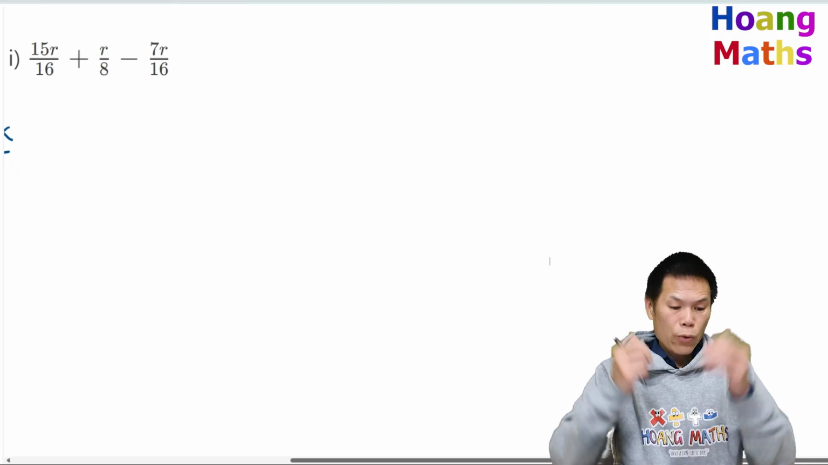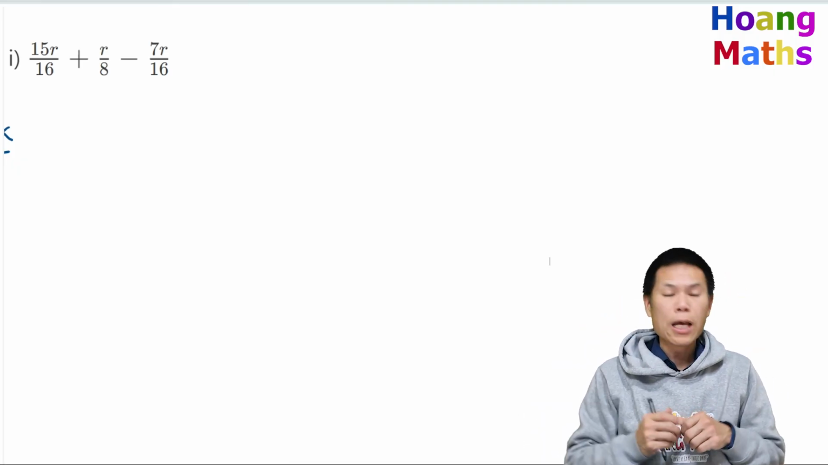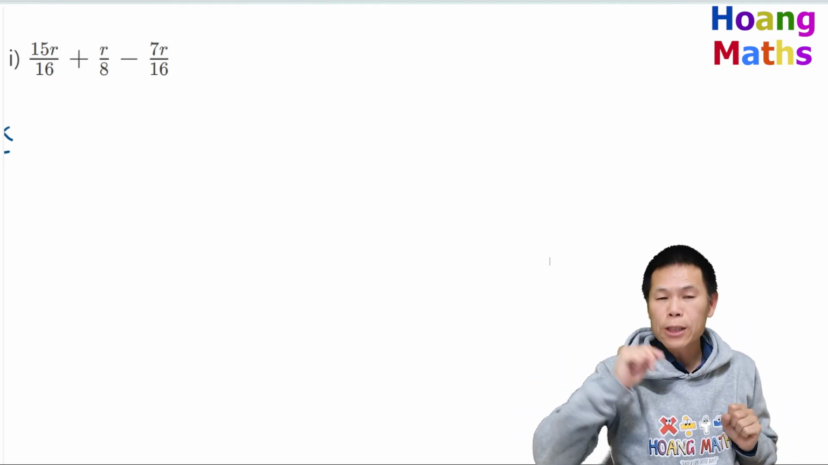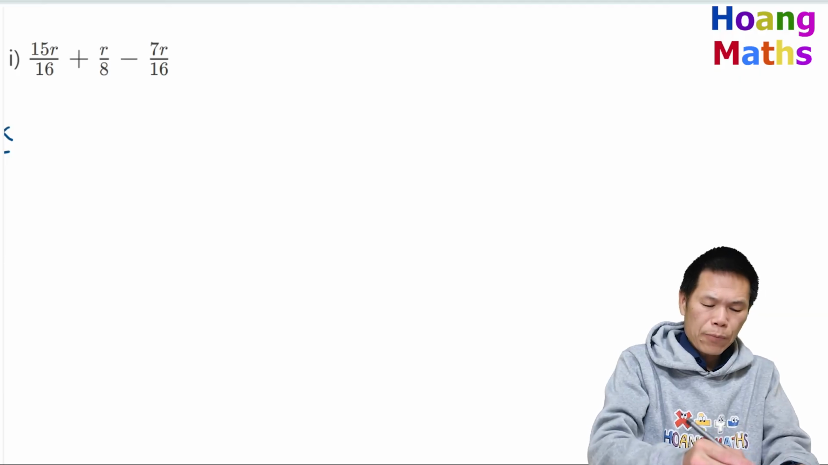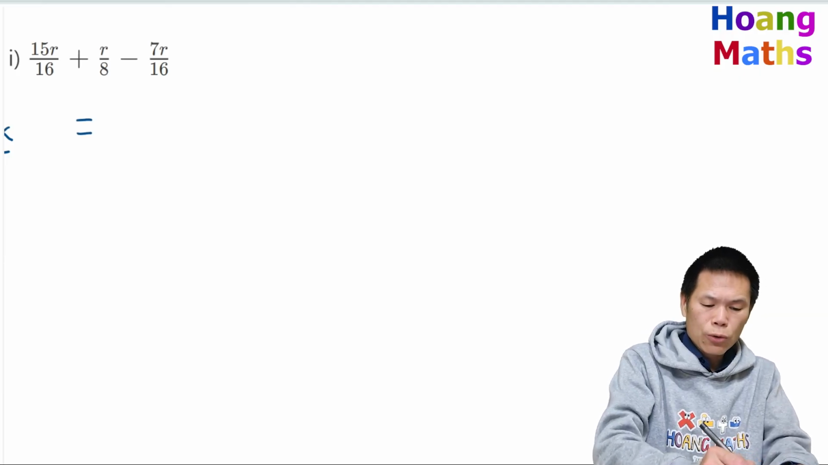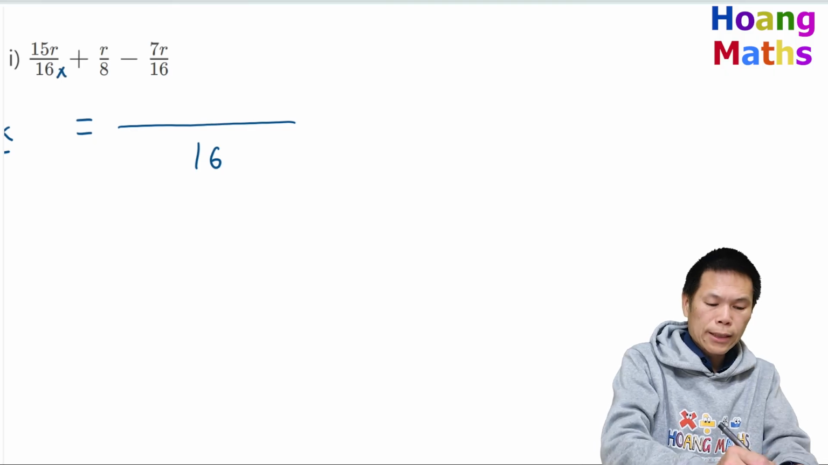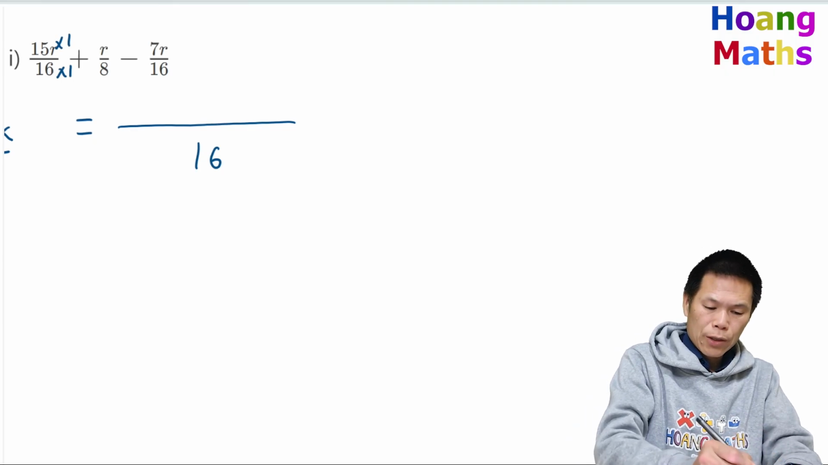Part I. So we have 16, 8, and 16 as the denominators. So that means the lowest common denominator is 16, because 16 is also a multiple of 8. So let me write this down. So that is equal to 16 here. So therefore, to get 16 to 16, I times 1. So this times by 1.